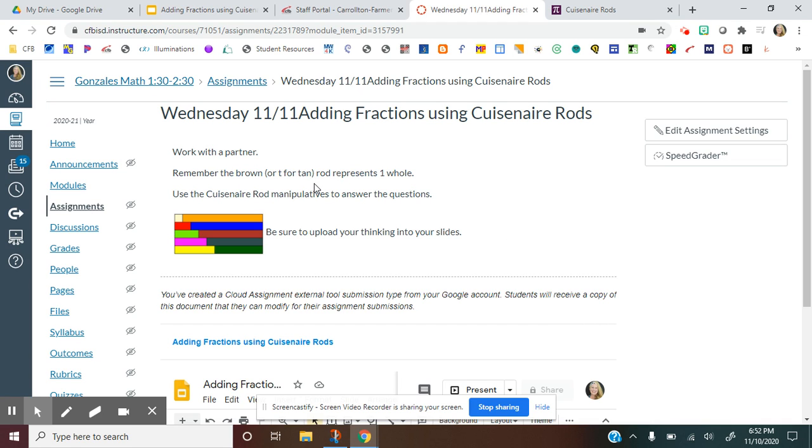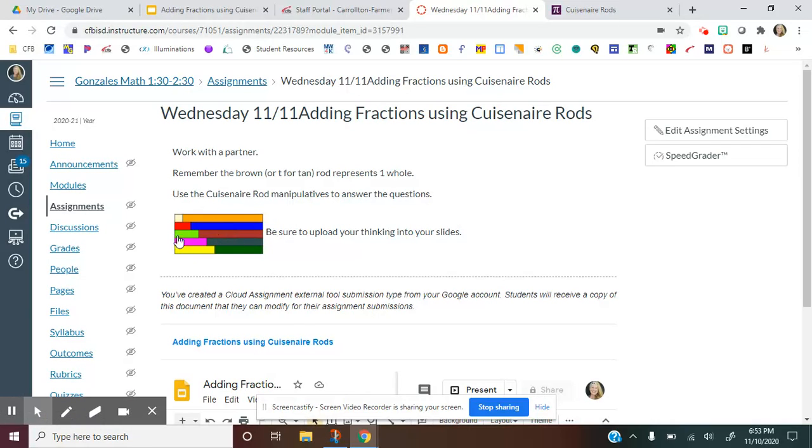All right, guys. So this assignment for Wednesday 11/11, which we may actually do on Thursday, is adding fractions using the Cuisenaire rods. And you're going to work with a partner small group again. Remember that the brown in this assignment, with these manipulatives, they call it T for tan, I guess because there's already a blue. So T for tan, which is the dark brown rod, represents one whole.